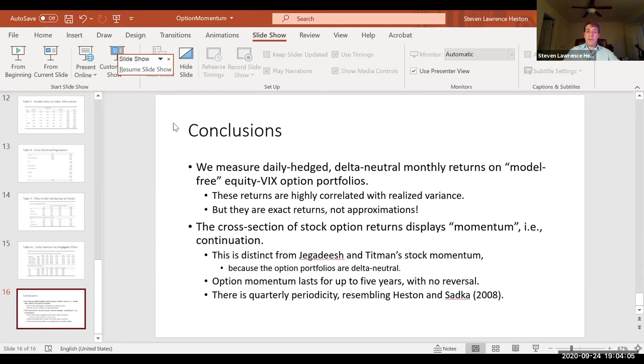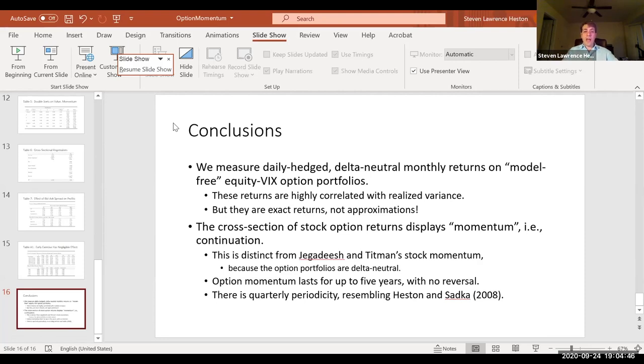But it turns out that the dollar return, we neglect the denominator, just look at the payoff, is highly correlated with realized variance. So the returns on these things are correlated with returns on variance swaps. But there's no approximation. We can use these actual option portfolios to measure realized returns. And to no one's surprise, they're negative. But we have a whole cross-section of these returns. And we show that there's momentum. That is, options that produce high returns in the past tend to have high returns in the future.